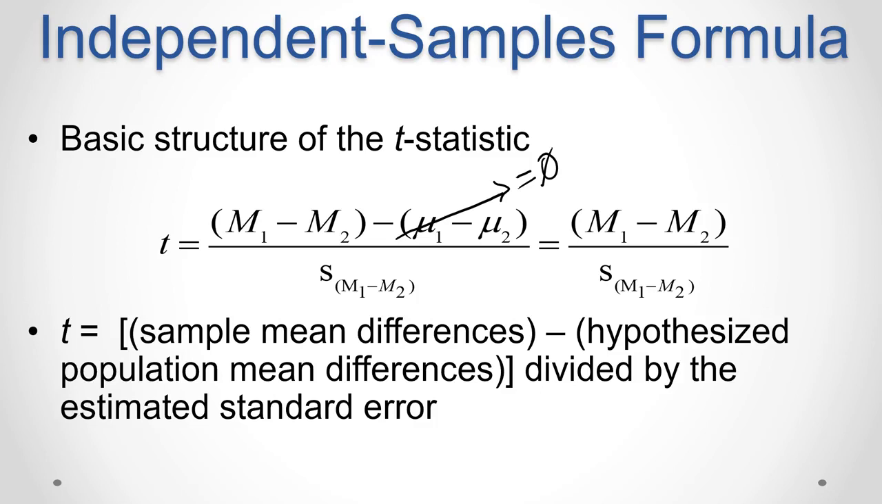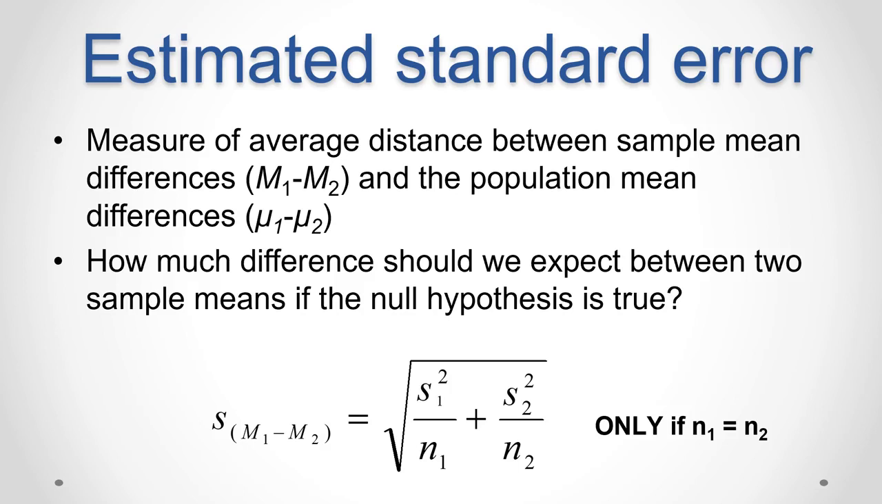This simplifies our numerator so that we just have to calculate the mean difference between the 2 sample means. We then divide this difference by the combined standard error in both samples, called the estimated standard error of the mean difference. The estimated standard error of the mean difference measures the average distance between sample mean differences M1 minus M2 and the population mean differences mu1 minus mu2. How much difference should we expect between 2 sample means if the null hypothesis is true?